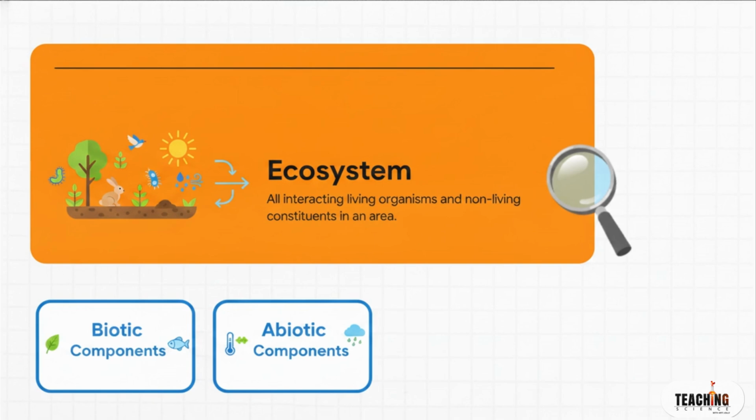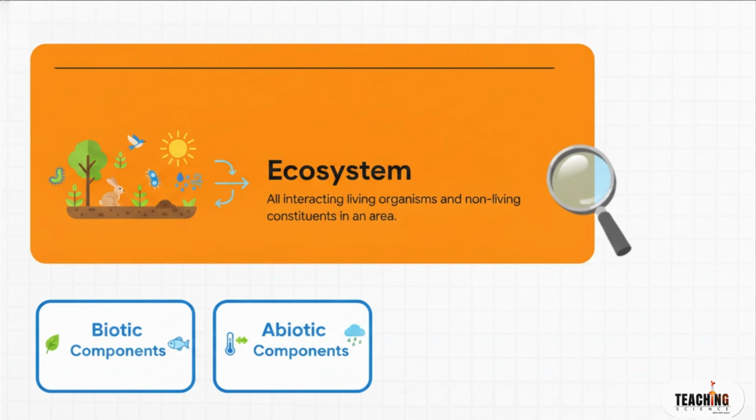So, simply put, an ecosystem is formed when living things interact with non-living physical factors. We basically categorize these into two groups. First up, we've got the biotic components. In science, bio means life. So these are all your living organisms, plants, animals, and microorganisms.